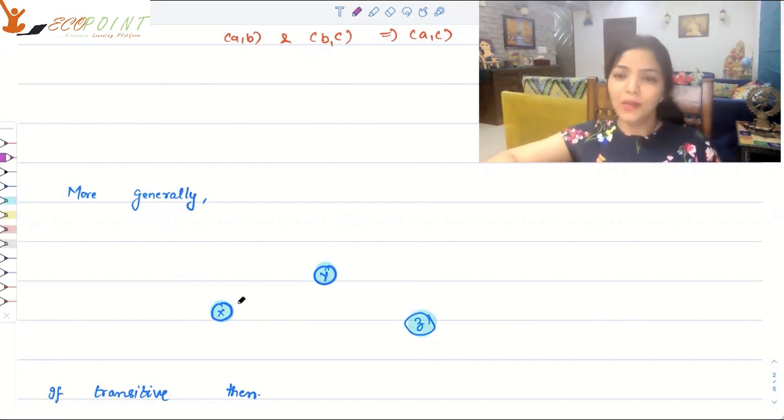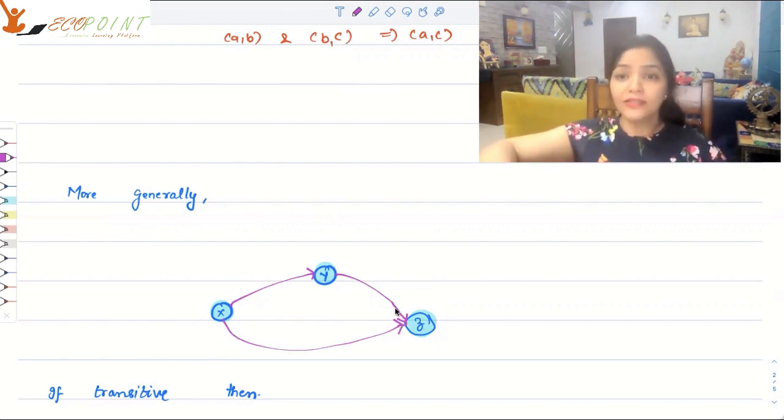And there are paths along these points. That is, I have a path with which I can reach point Y from X, and I have a path with which I can reach Z from Y. And if I get a shorter path with which I am able to reach directly from X to Z, then this relation would be a transitive relation.